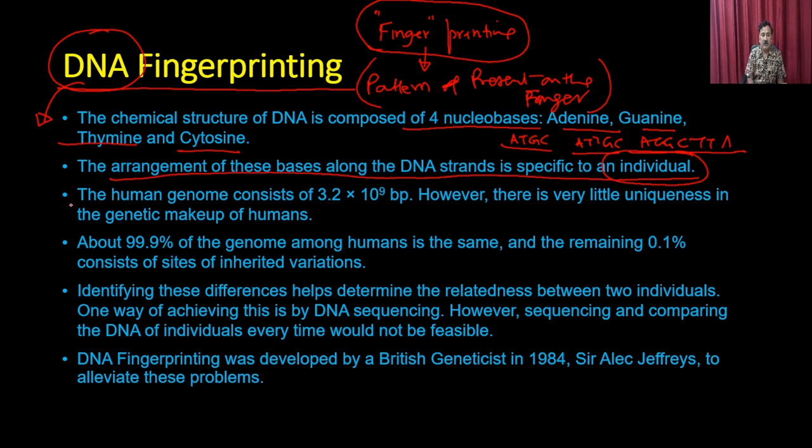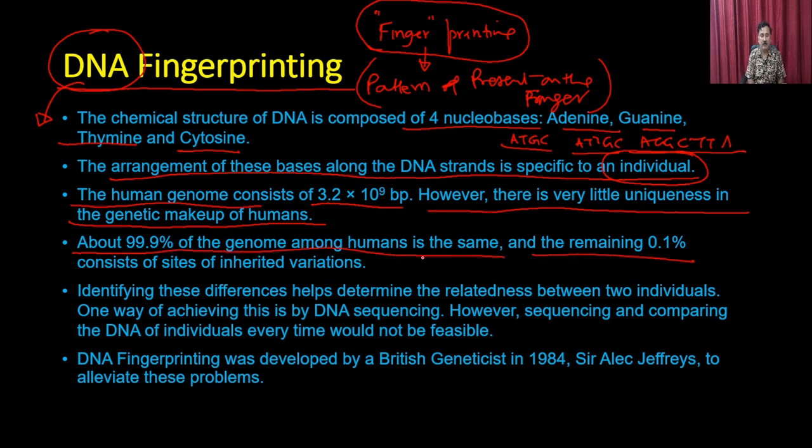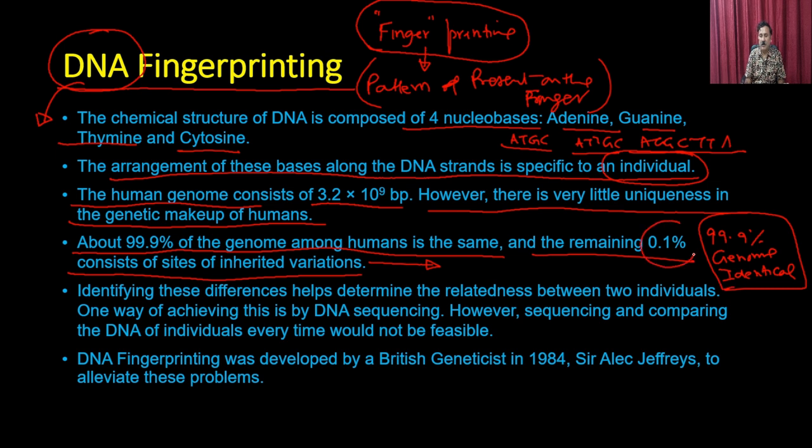So, the human genome consists of 3.2 × 10⁹ base pairs. However, there is very little uniqueness in the genetic makeup of humans. About 99.9% of the genome among humans is the same, and the remaining 0.1% consists of sites of inherited variation. This means you have a very huge genome, but 99.9% of it is identical between two individuals. It is only varying at 0.1%. In fact, it is even lower than this value, but that 0.1% is also a very big number.